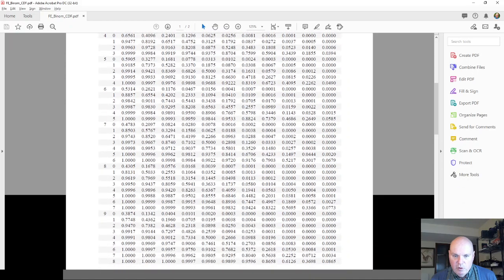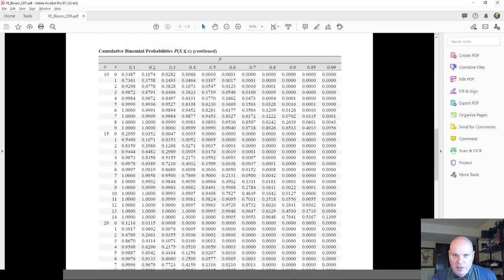Now in our problem, we're looking for n equal to 10. That's actually on the second page. Our probability of success is 0.4. And we were going to subtract. We wanted to find the probability that x is equal to 3. So we're going to find the probability that x is less than or equal to 3. That's 0.3823. And subtract the probability that x is less than or equal to 2. That's the 0.1673 here.